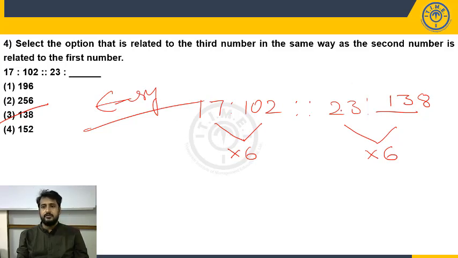17 sixes are 102, 23 sixes are 138. Choice 3.